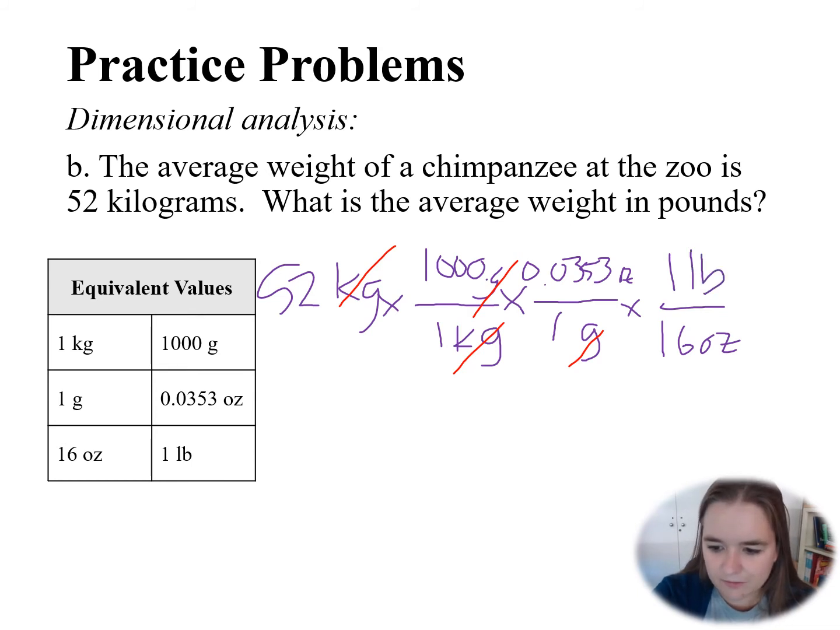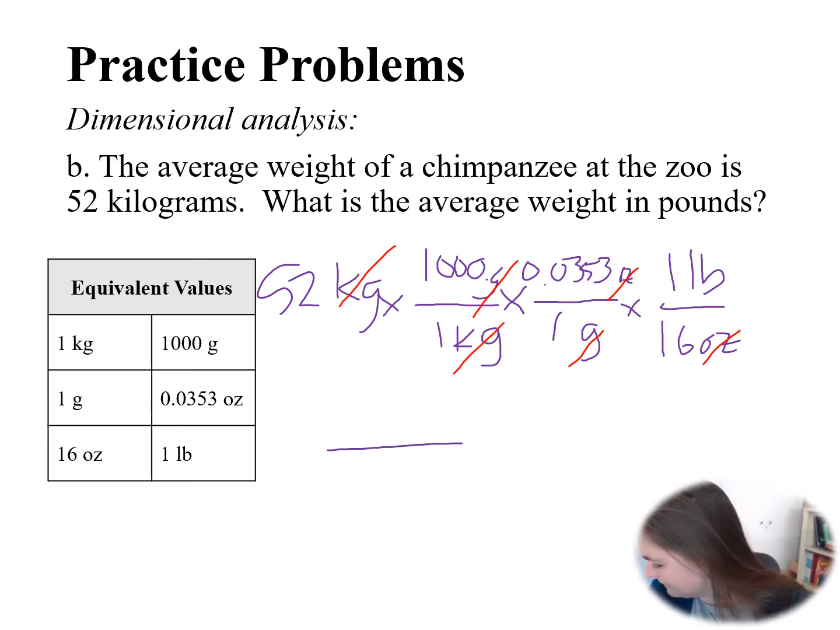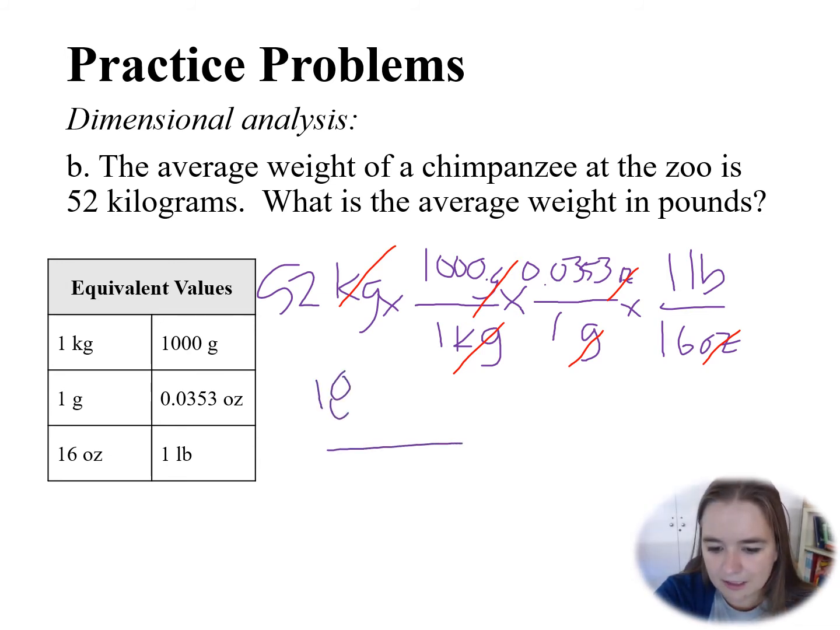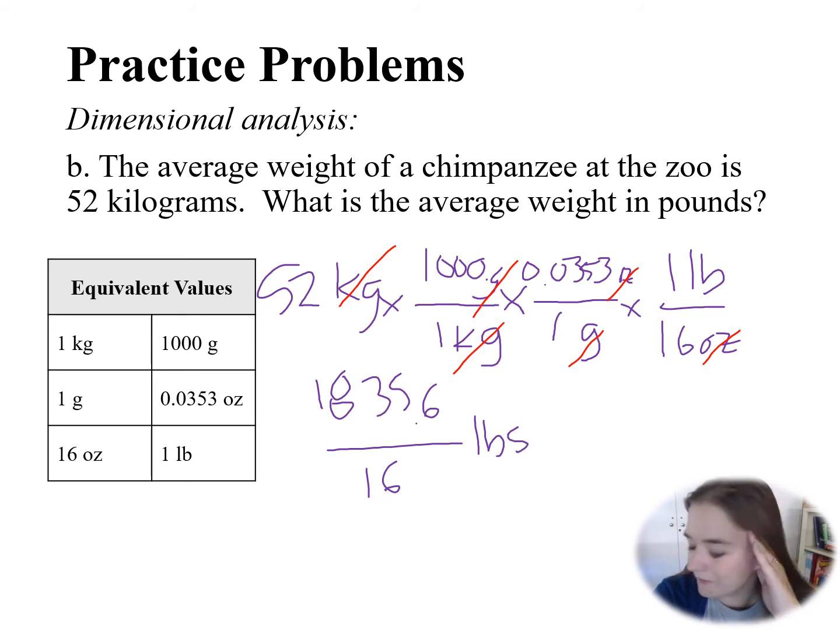So my giant setup looks like this here, and I'm going to take my values, and I'll start with kilograms, and I end up with pounds. So when I simplify my fraction here, I'm left with 52 times 1,000 times 0.0353 in my numerator. And if I type that in on my calculator, I get 1,835.6 over 1 times 1 times 1 times 16 pounds. Well, in this case here, I want to type that into a calculator and simplify my fraction down to a decimal. And I find out that 52 kilograms is equivalent to 114.725 pounds.